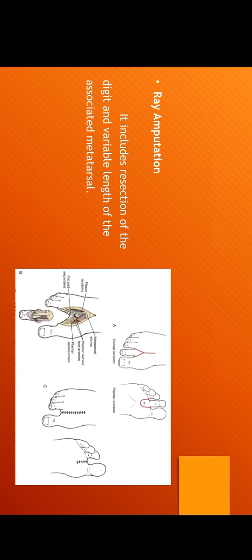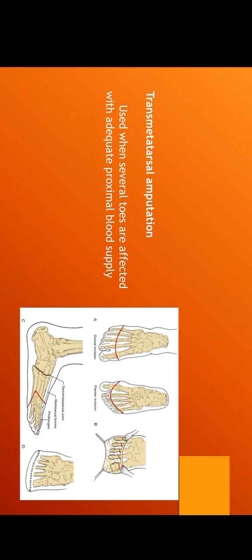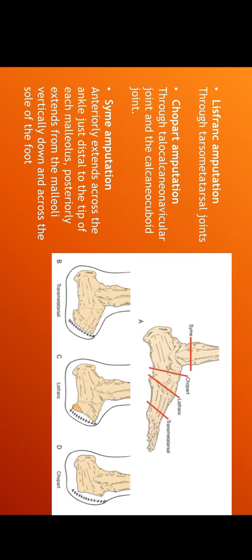Ray amputation includes resection of digit and variable length of the associated metatarsal. It is done with a racket incision. Transmetatarsal amputation is used when several toes are affected with adequate proximal blood supply. Lisfranc amputation is through the tarsometatarsal joint. Chopart amputation is through the talonavicular and calcaneocuboid joint.